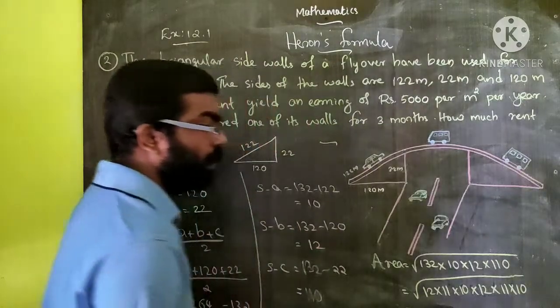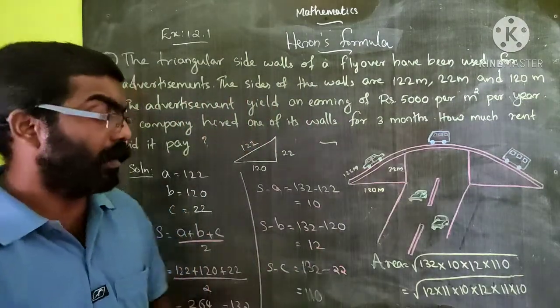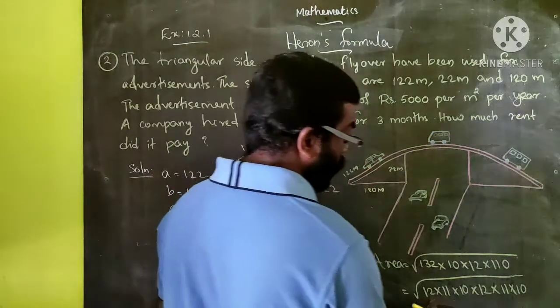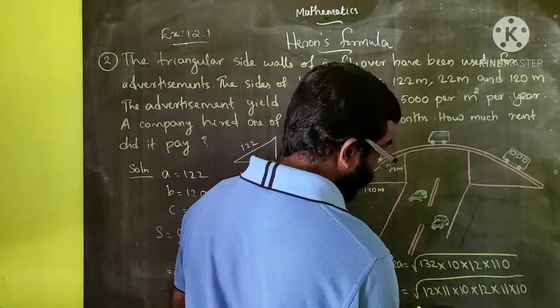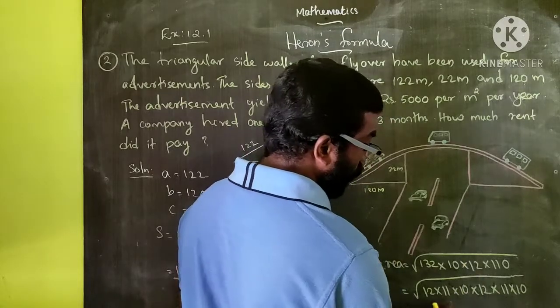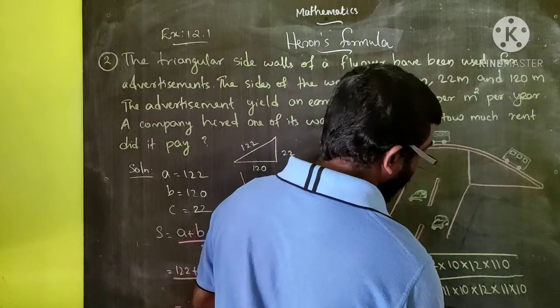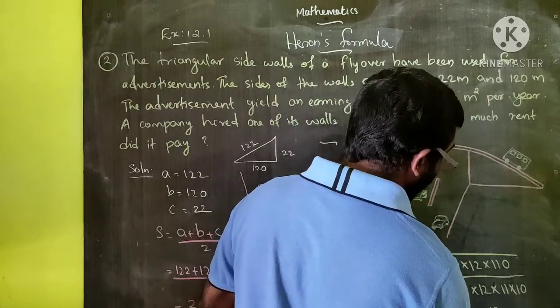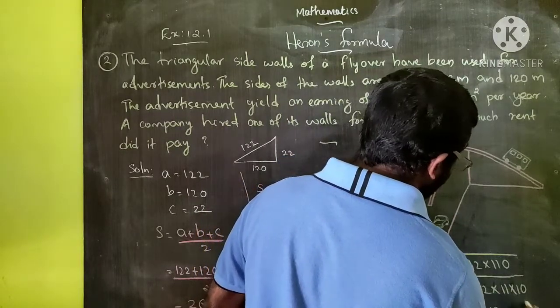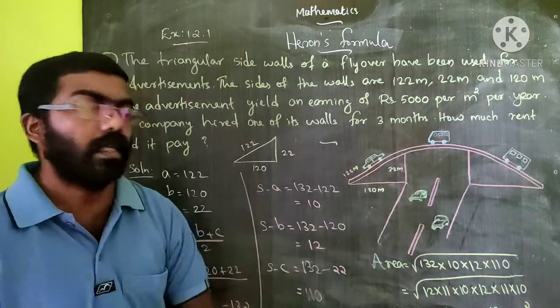Now we can make pairs and we can take the numbers out. Okay, we can change the radical sign. So 12 comes 2 times inside the radical sign, so we can take one 12 outside. So 12 into, similarly we can take one 11 and one 10. So we get 1320 meter square. So this is the area of the triangular region.